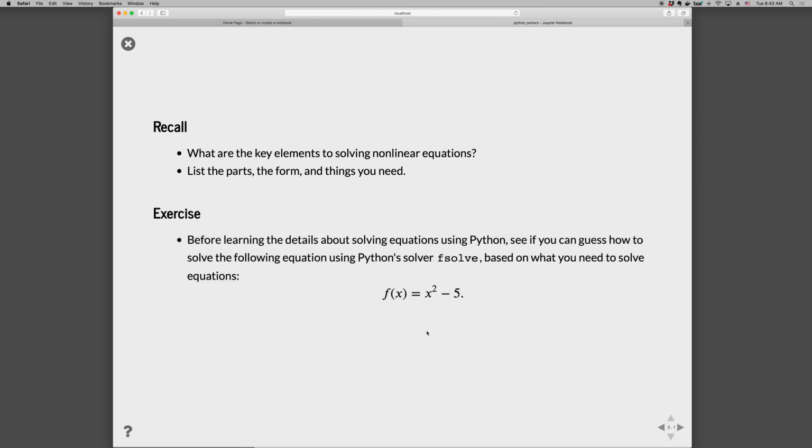So remember, the things that we did included a function, f of x equals 0, and we needed an initial guess. And then in Python, the solver is called fsolve.